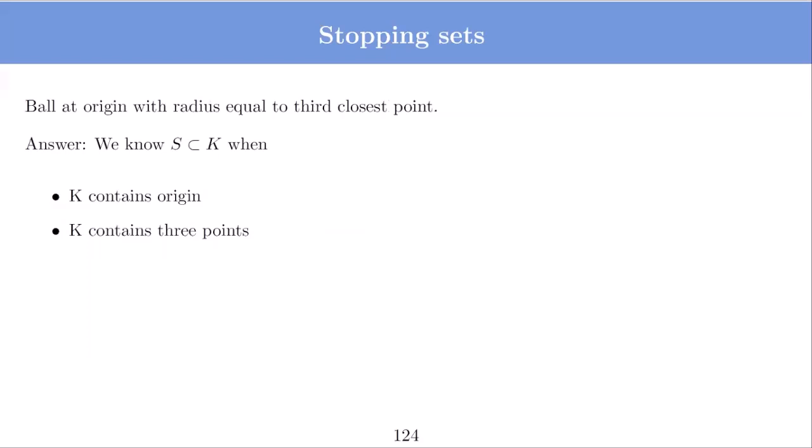Similarly, for a ball at the origin whether it is equal to the third closest point, you can say exactly the same thing. We know S is a subset of K when K contains the origin and K contains 3 points. So if K satisfies any of the 3 properties, then we know that S belongs to K, and we don't need any other point outside K.